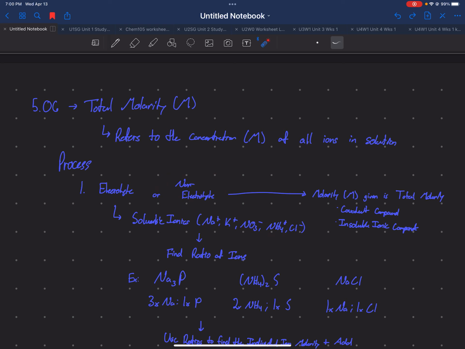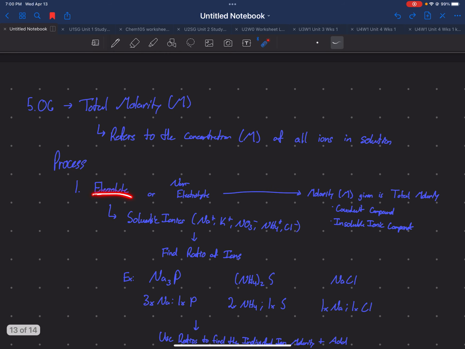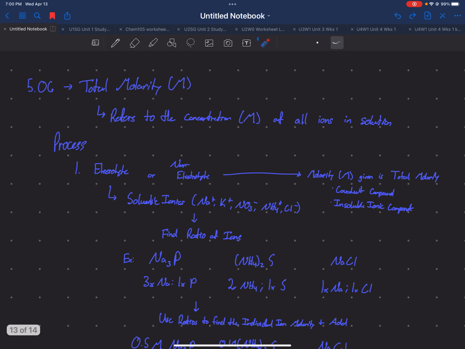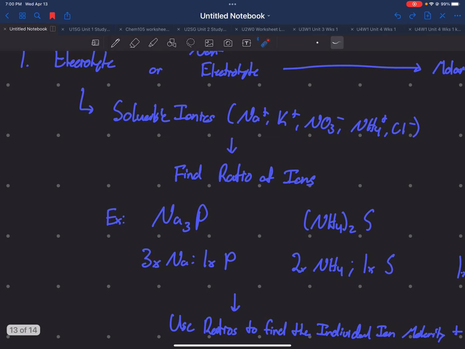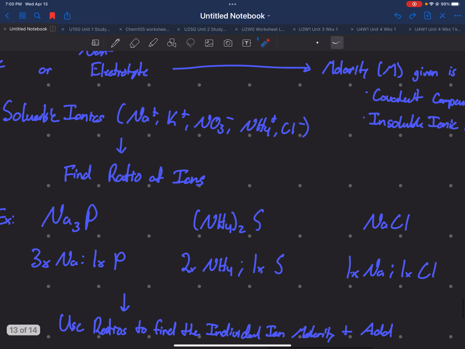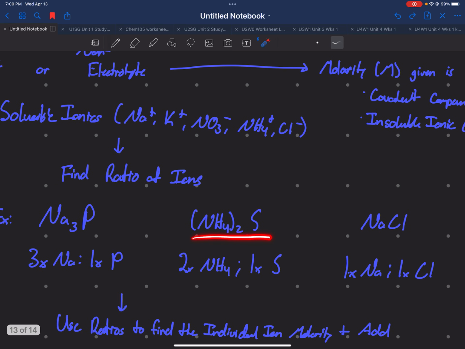Okay, so let's go down the electrolyte path first. Once we determine it's an electrolyte, we want to find the ratio of the ions, or the ratio of the pieces. If we look at this example, Na3P, there are 3 Na's and 1 P. How about this one, (NH4)2S? Well, there are 2 NH4's and there's 1 S.